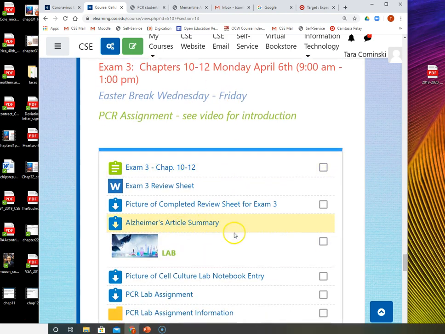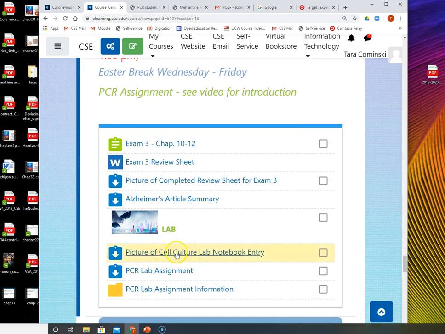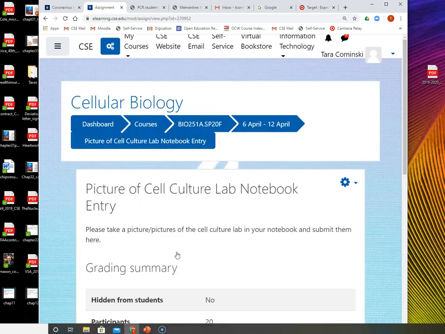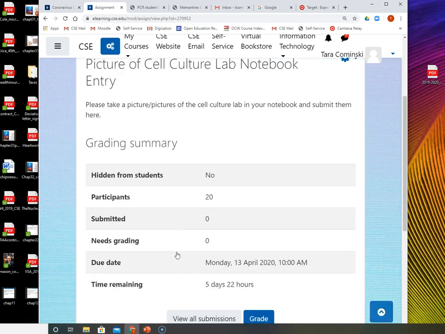If you look, there are a couple of things. So one is, when I have been meeting with you guys to talk about the lab report, I haven't looked at anyone's lab notebook. So what I want you to do is just take a picture of your cell culture lab notebook entry. It's probably a couple of pages, and submit it here. Okay, so I have the due date by Monday. Please make sure you do that.